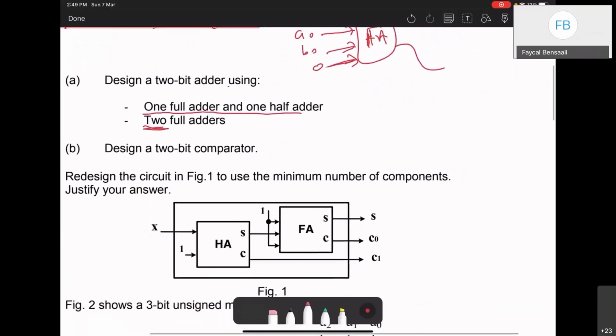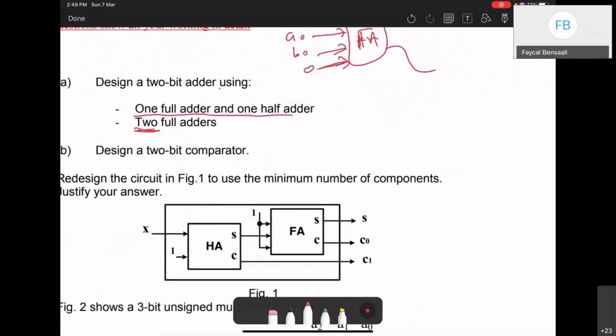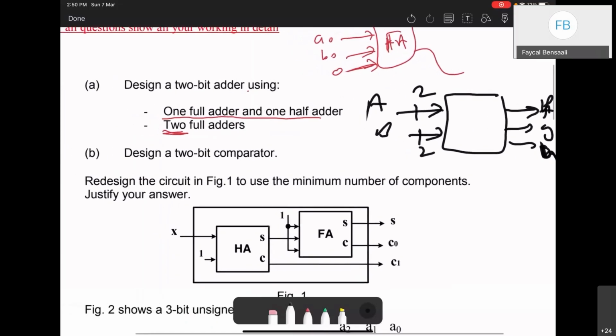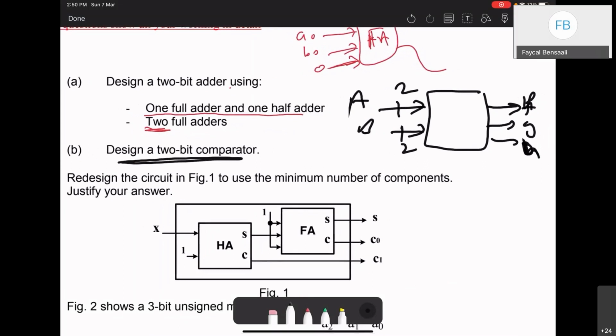Question B is to design a 2-bit comparator. Now I want to design a comparator. So we'll have outputs F, G, H, or you can call them X, Y, and Z. And then we have A and B. Those are 2 bits. So I want to compare A and B. So how can I design this comparator? The question is to design it. How do I start?